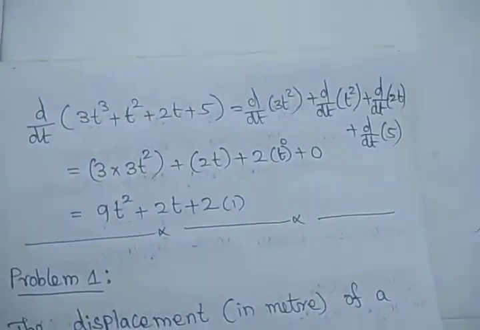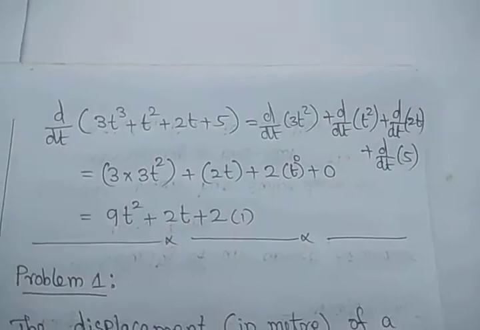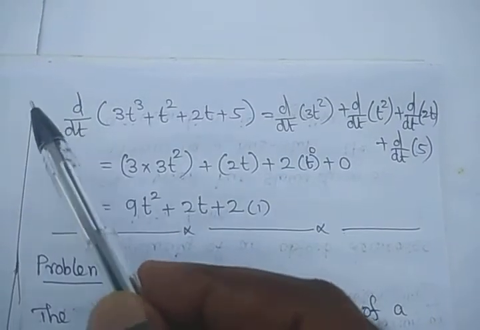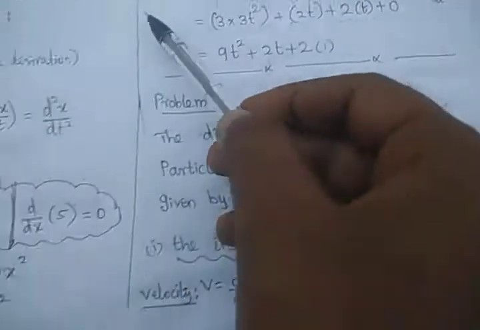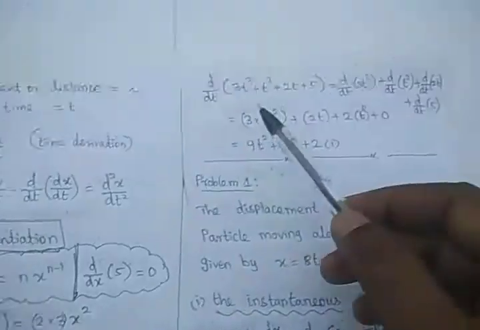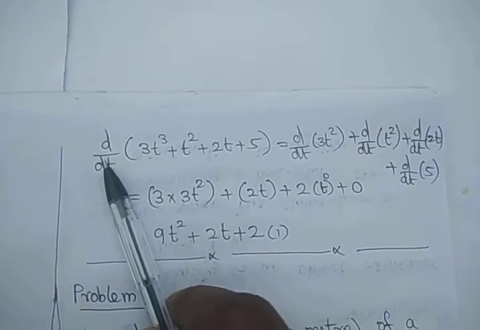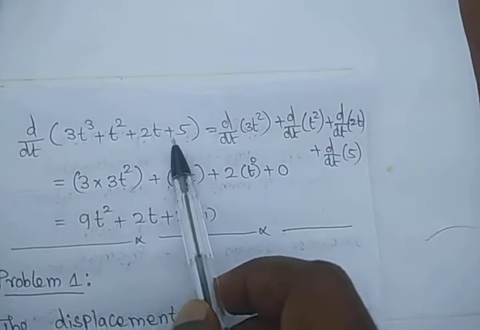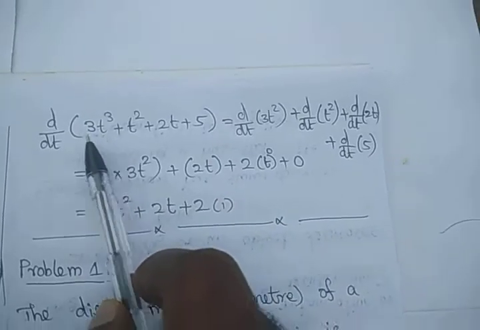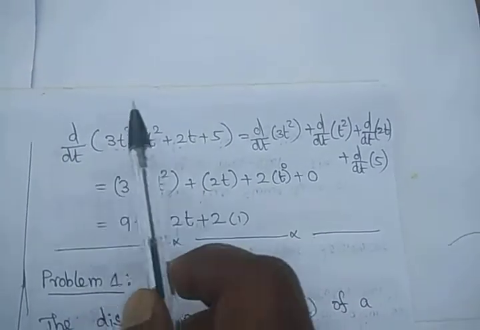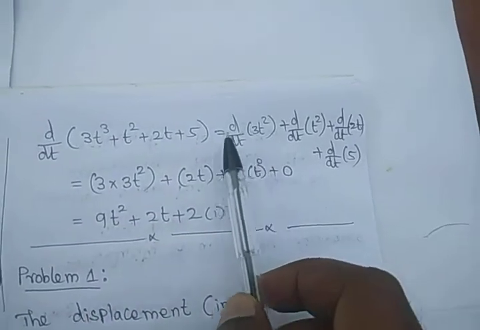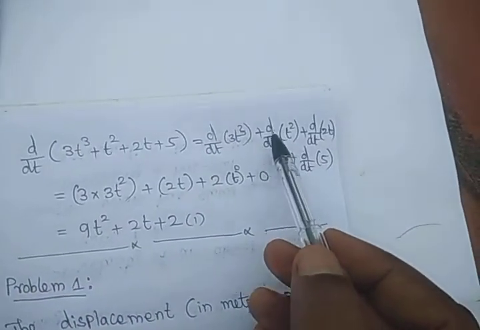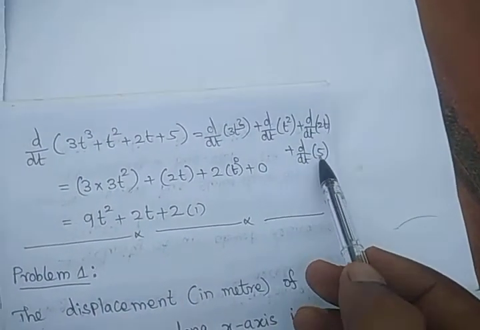Let us see another example. This is the derivative, given in time. We can differentiate anything with respect to one particular variable. In the previous case, we differentiated with respect to x. In this case, we are going to differentiate with respect to time. The polynomial is 3t cube plus t squared plus 2t plus 5. It is a big polynomial, so we differentiate each and every term: d by dt of 3t cube, d by dt of t squared, d by dt of 2t, and d by dt of 5 separately.